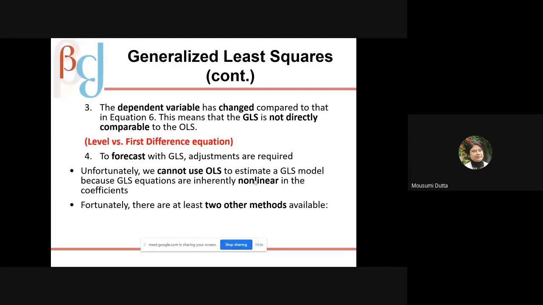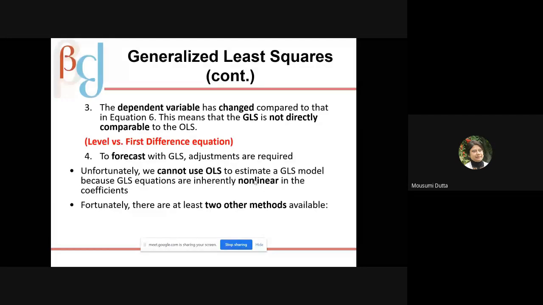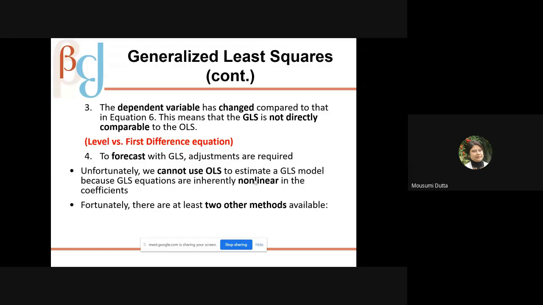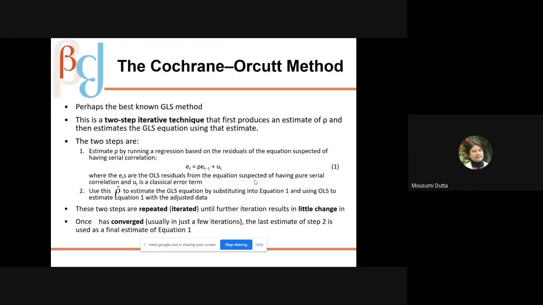Okay, so there are these kinds of things. If you want to go further, for hypothesis testing or for forecasting, naturally you need to use the GLS method. Now we need to learn what are the possible GLS techniques by which we can estimate rho.